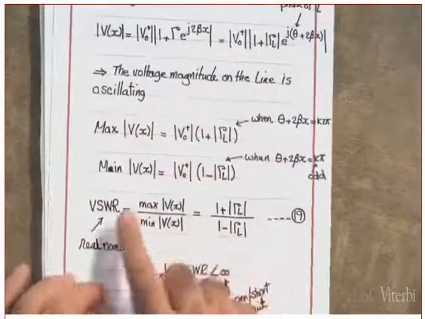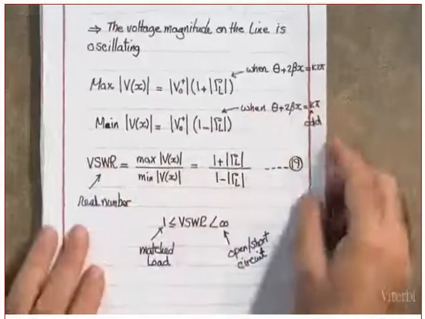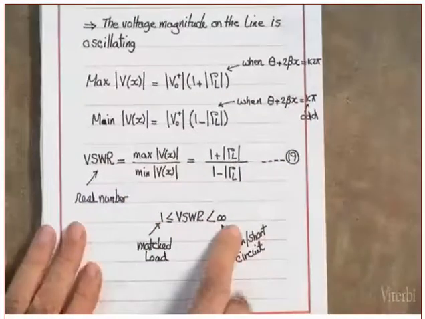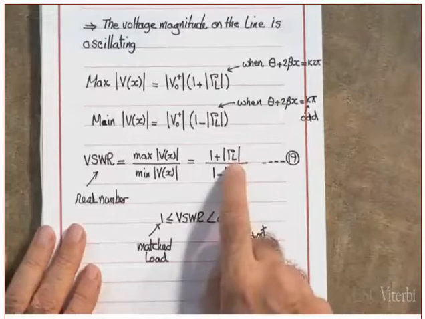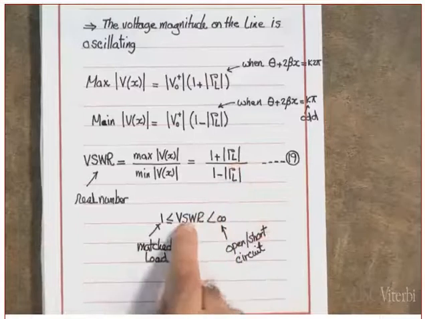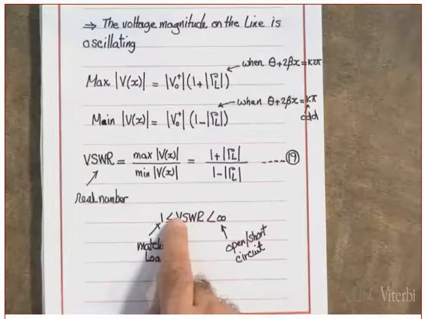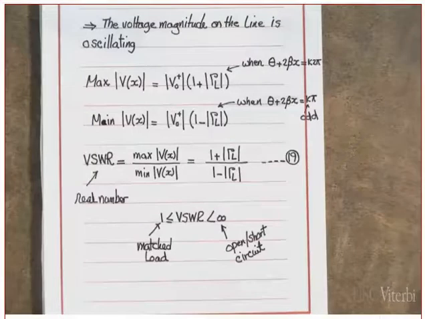Now, what is the value range? What values can this one take? This value can take anywhere between 1 to infinity. When is it 1? When the absolute value of gamma L equals 0, which means match. So the smaller the value of the standing wave ratio, is it better or worse? The better. The larger the VSWR, it means that it will go to infinity.